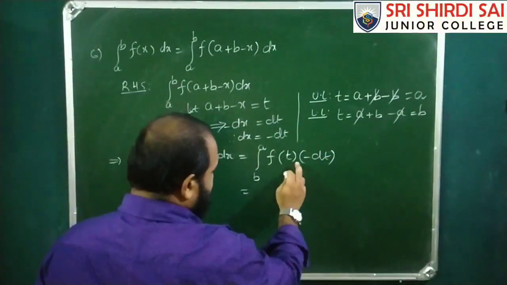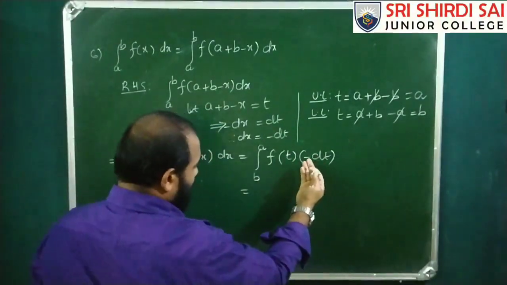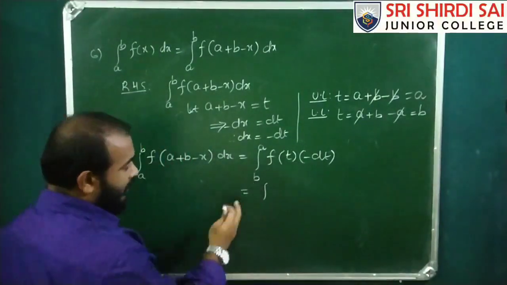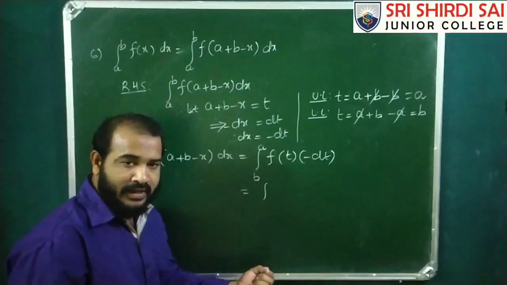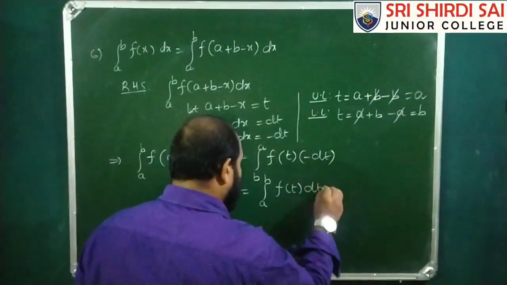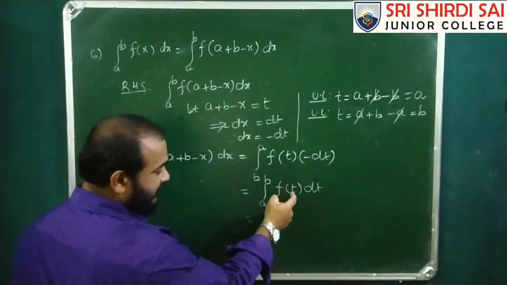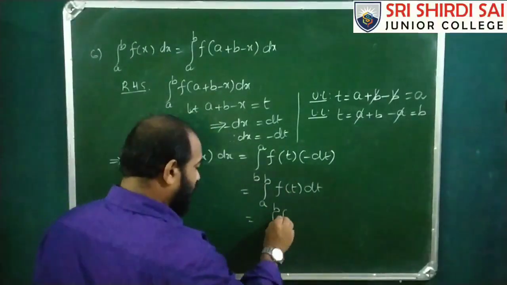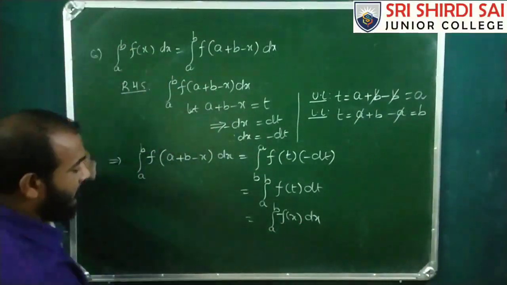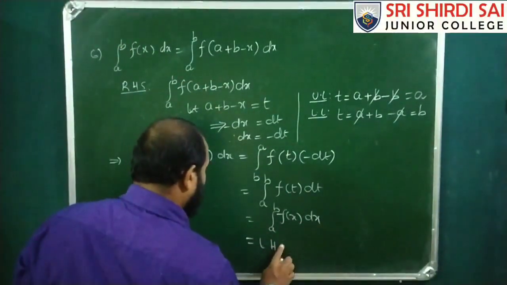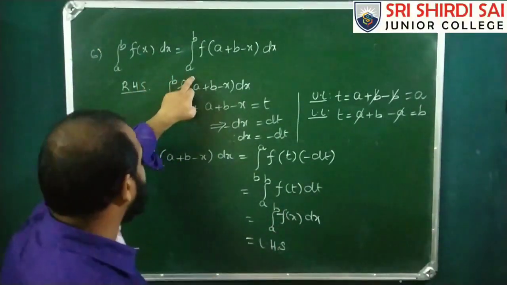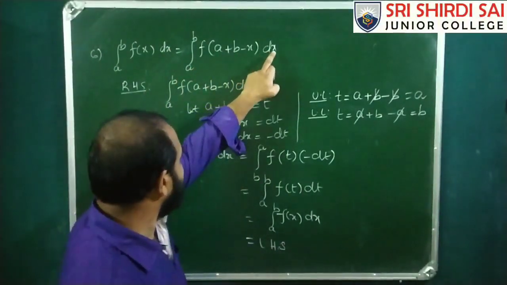So if we need to avoid this minus, then we need to interchange the limits, because whenever we interchange the limits, they will differ by a sign. So here, a to b f(t) dt. What is this f(t) dt? Can we replace this variable t by x? So f(x) dx. See, integral a to b f(x) dx is what? Our LHS. Therefore we can take integral a to b f(x) dx is equal to integral a to b f(a plus b minus x) dx.